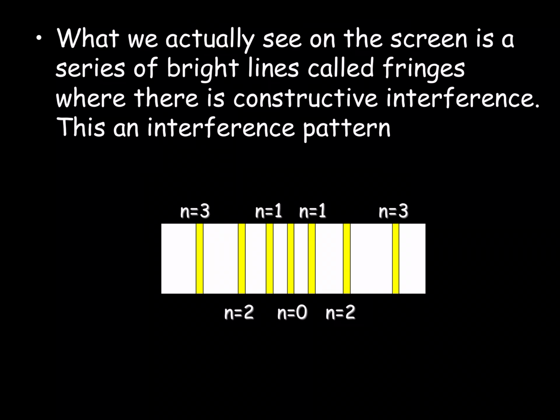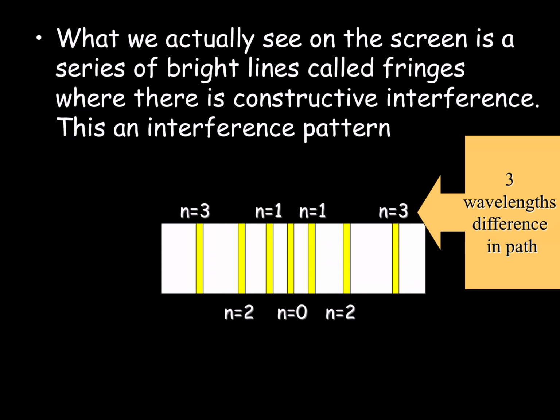And this is called an interference pattern. So the bright lights are constructive interference, between them is destructive interference, and the whole thing is an interference pattern. It's caused by coherent light diffracting as it comes through two slits, and then interfering with each other, as the two diffracted lights, which are coherent with each other, interfere to form the interference pattern. As I just said, that 3 means there's 3 wavelengths difference in path.